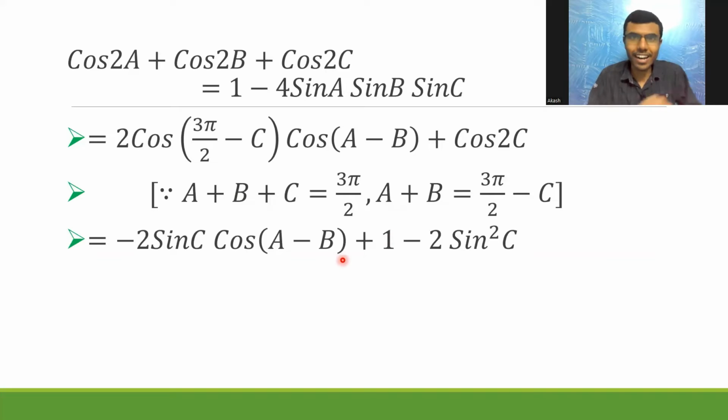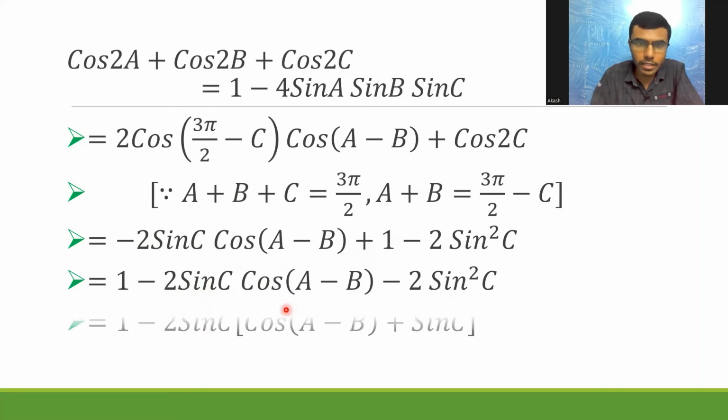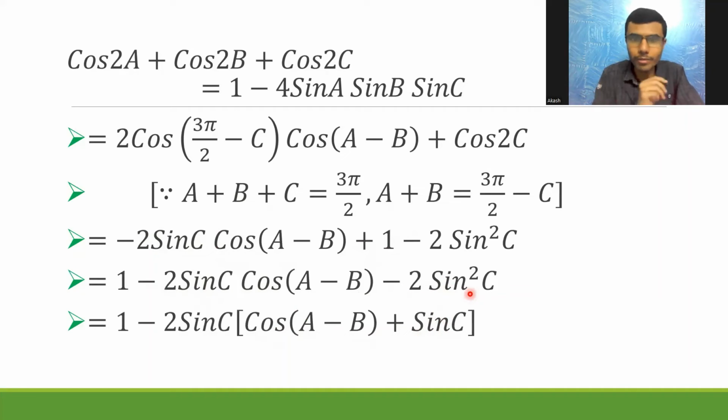It carries marks. Now, what I'm going to do is bring this 1 to the front and write these two terms side by side. Now, in these two terms, I'm going to take minus 2 sin c common. If I take minus 2 sin c common, in the first I'm left with cos of a minus b, and here I'm left with plus sin c because minus 2 sin c I have taken common. Now I want to write this c in terms of a and b.